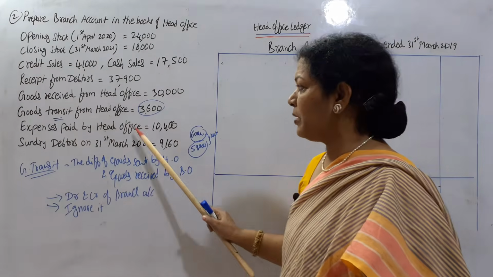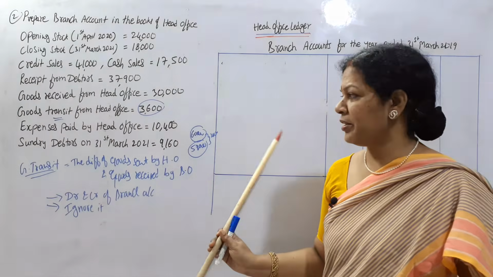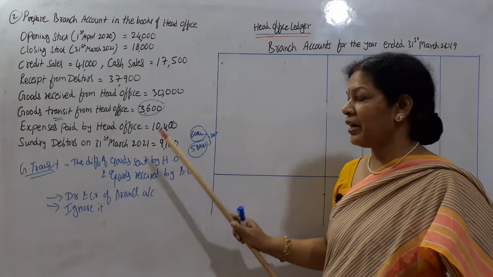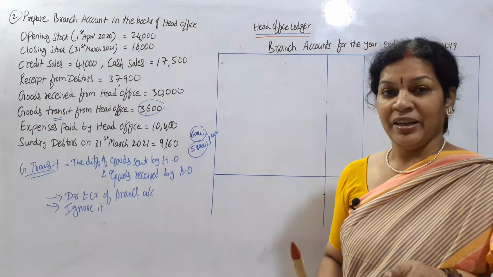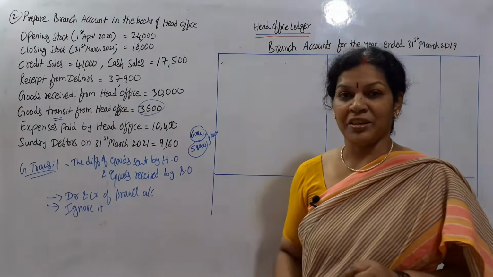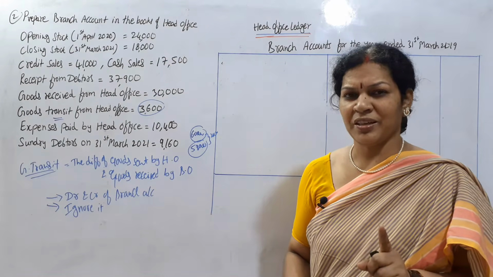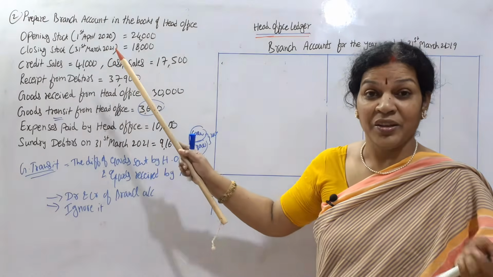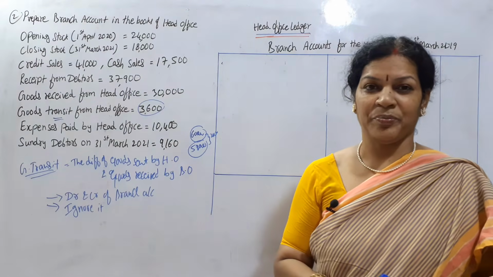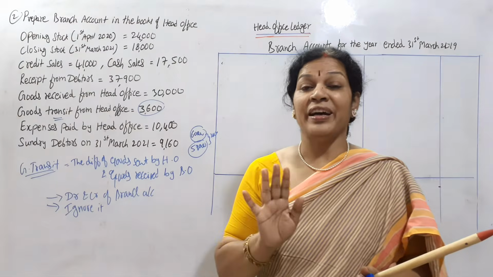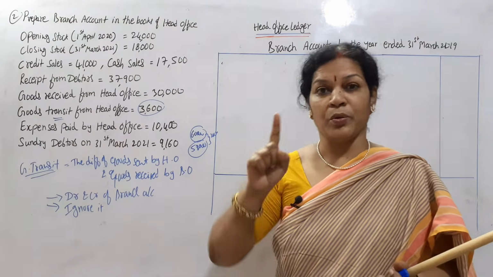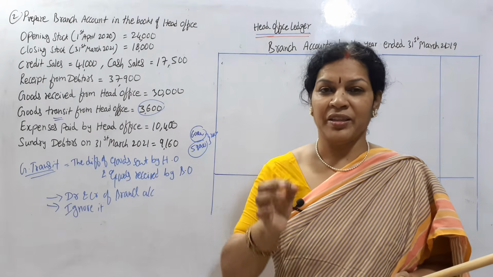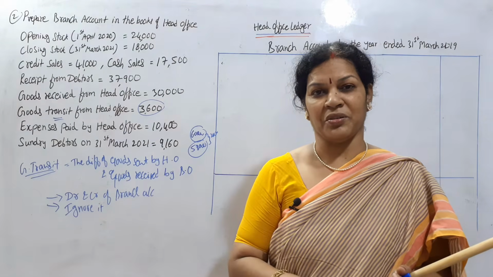Next one, expenses paid by head office, that is always debit side. And sundry debtors as on 31st March 2021. End of the year debtors are given, meaning closing debtors are given. Opening debtors, are you finding it? No, we have to find it out. Always remember, if debtors opening or closing, any one amount is given and the other is not given, then you have to open the debtors account.